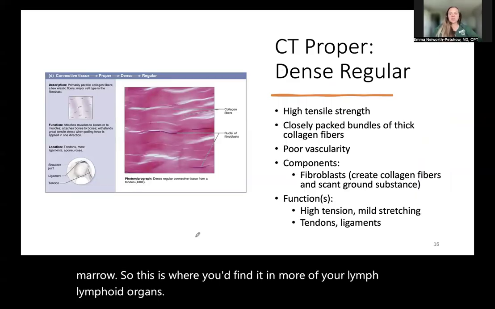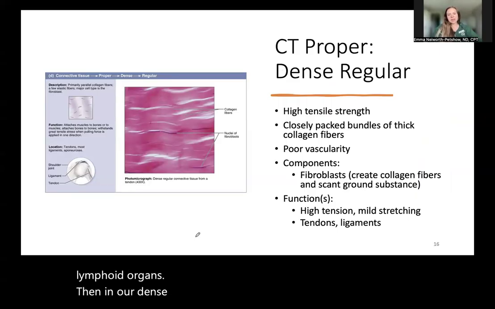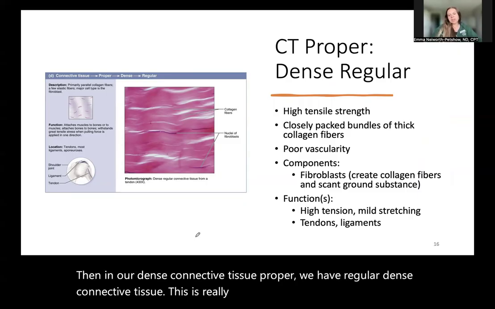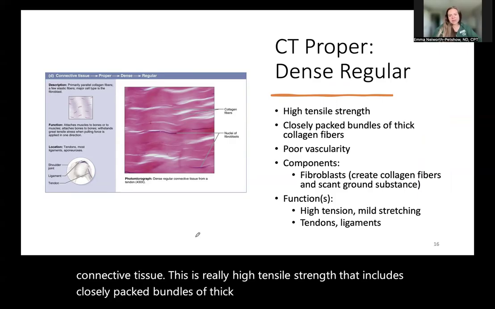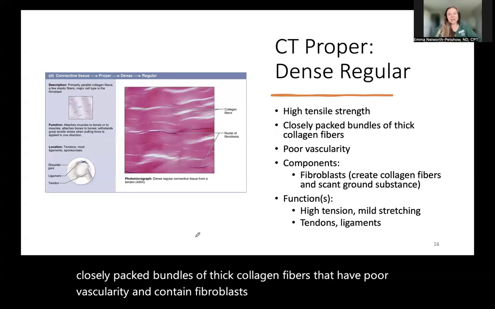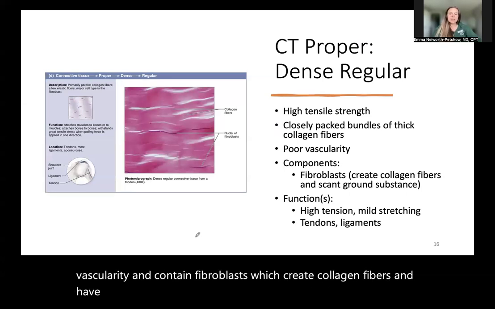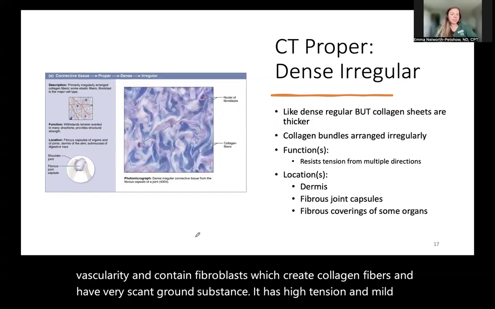Then in our dense connective tissue proper, we have regular dense connective tissue. This is really high tensile strength and includes closely packed bundles of thick collagen fibers that have poor vascularity and contain fibroblasts, which create collagen fibers and have very scant ground substance. It has high tension and mild stretching and involves tendons and ligaments.